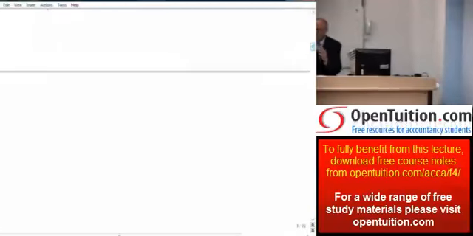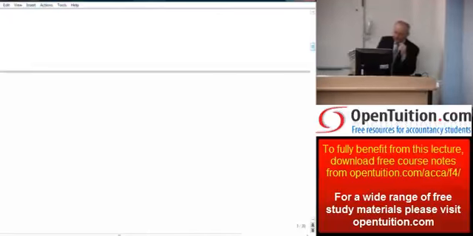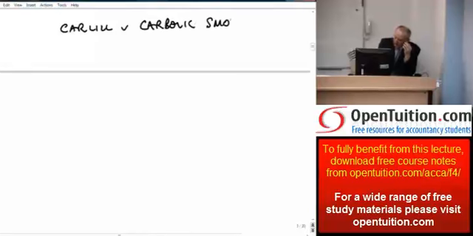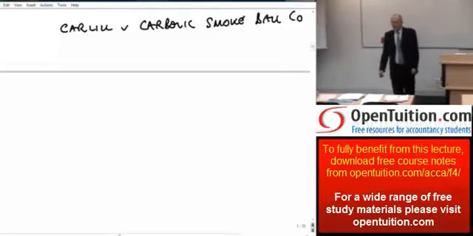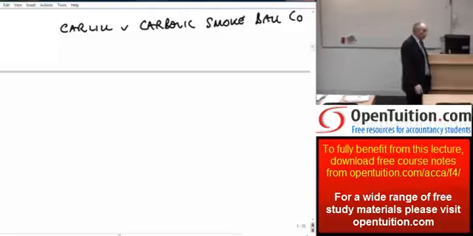Just occasionally, an advert may be seen to be an offer. The general rule is that adverts are invitations, but very, very occasionally an advert is an offer. It comes about as a case called Carlill v Carbolic Smoke Ball. This is in your cases list. Mrs. Carlill and the Carbolic Smoke Ball Company. We're going back a number of years.